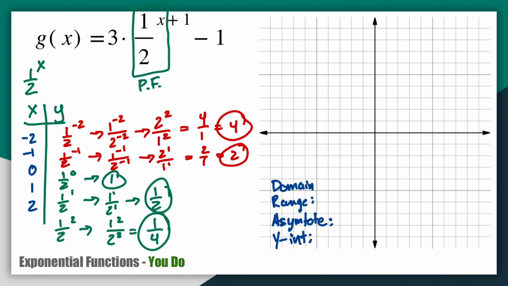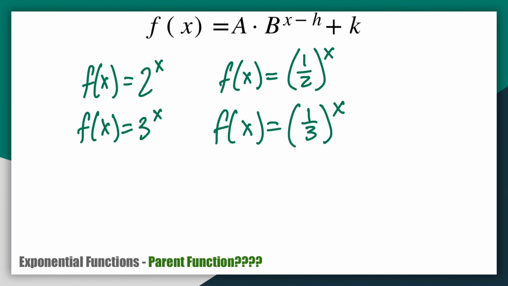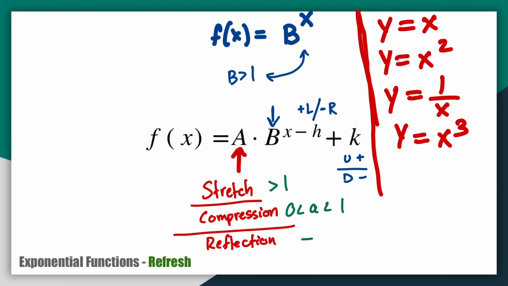So at -2, my point is 4. At -1, my point is 2. At 0, my point is 1. And at 1, my point is 1/2. And at 2, my point is 1/4. We're going high to low. Okay, so let's just go back here for a second and let's finish looking at that b value. If b is between 0 and 1, it flips. We go high to low.